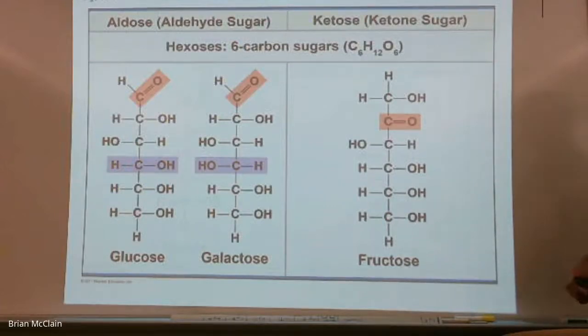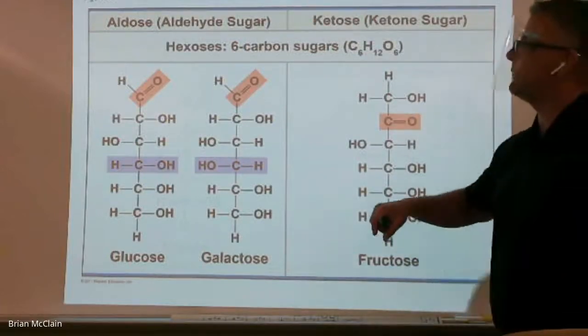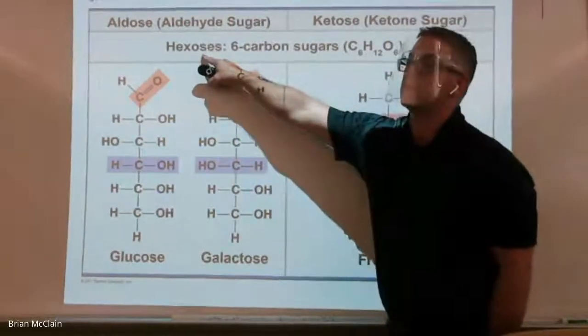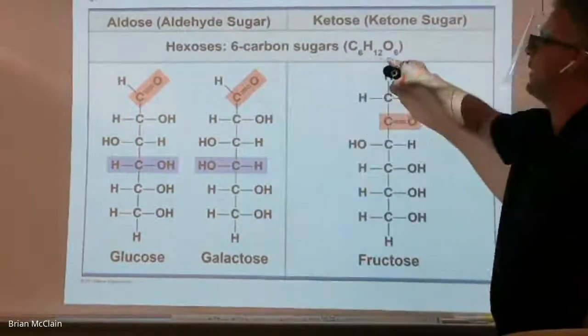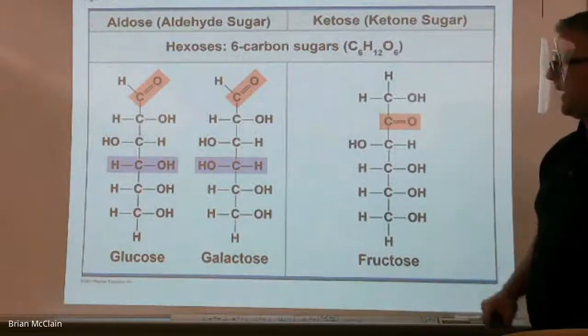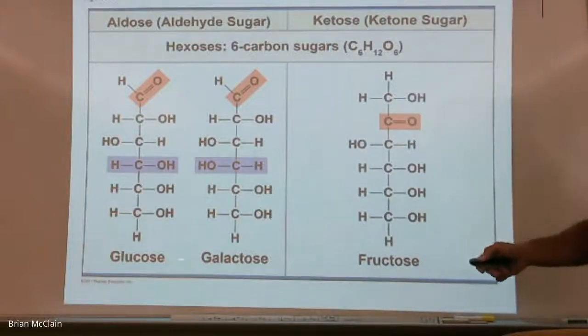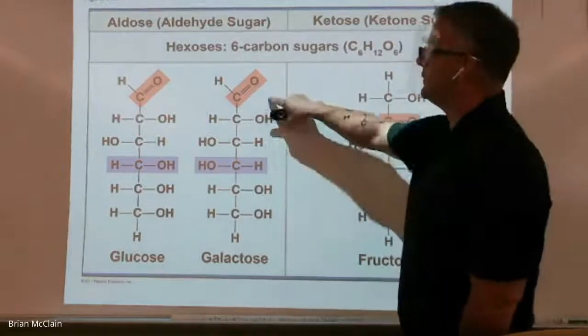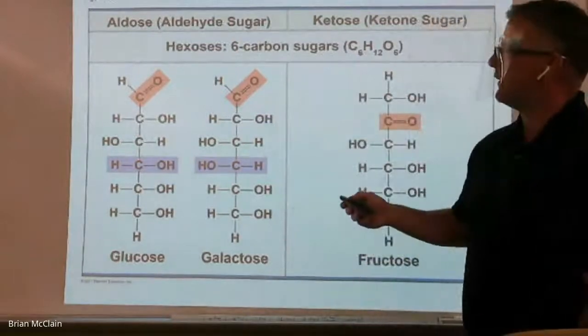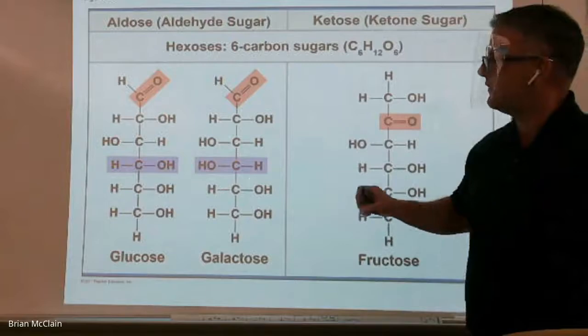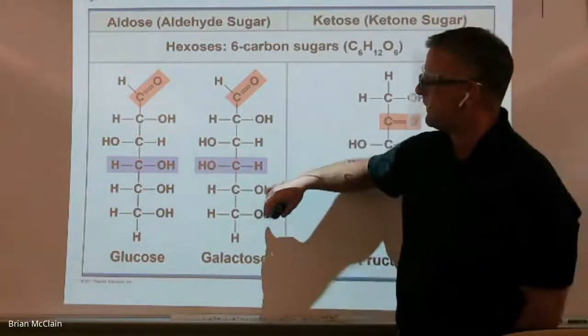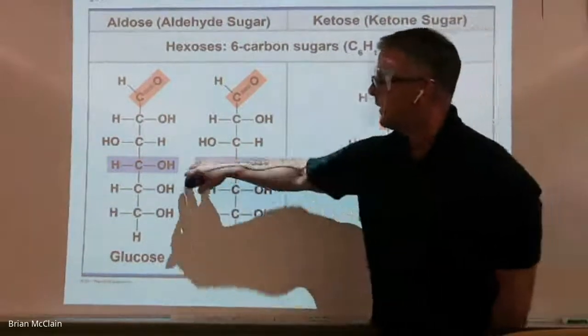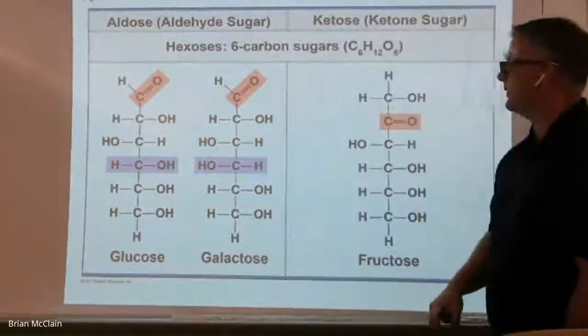So the sugars that we tend to spend the most time talking about are the hexoses. These are the C6H12O6s, all right? And if you look at the chain form of glucose and galactose, they look nearly identical. They are aldose sugars, but the only difference is there's a flipped orientation between the alcohol and the hydrogen group on the glucose and the galactose.